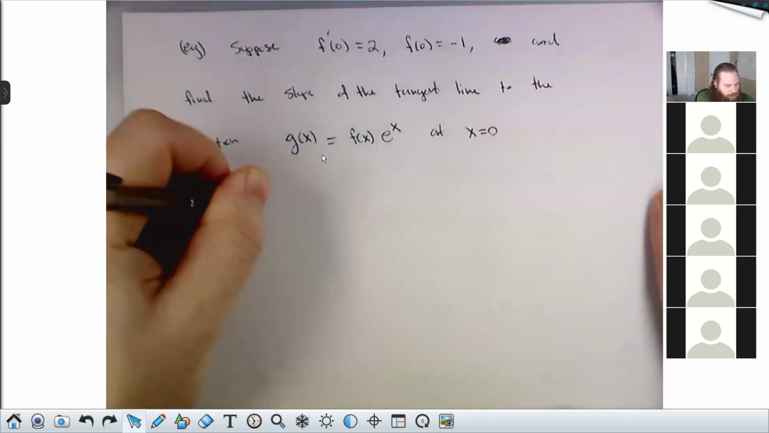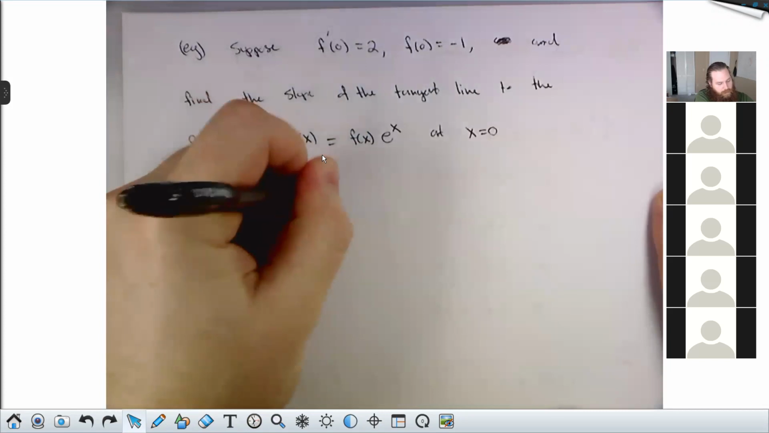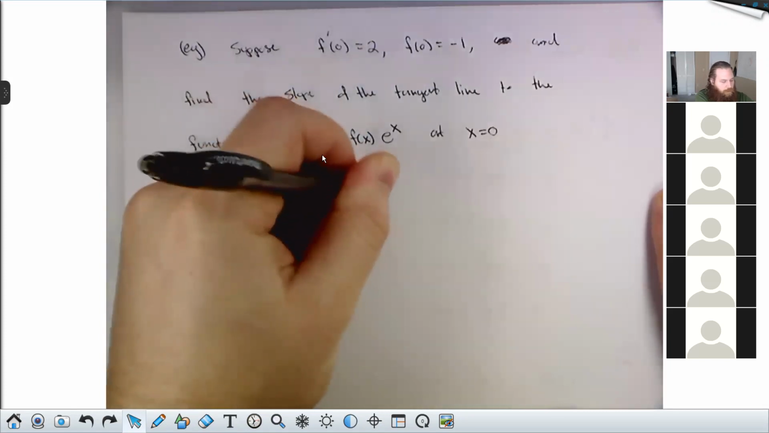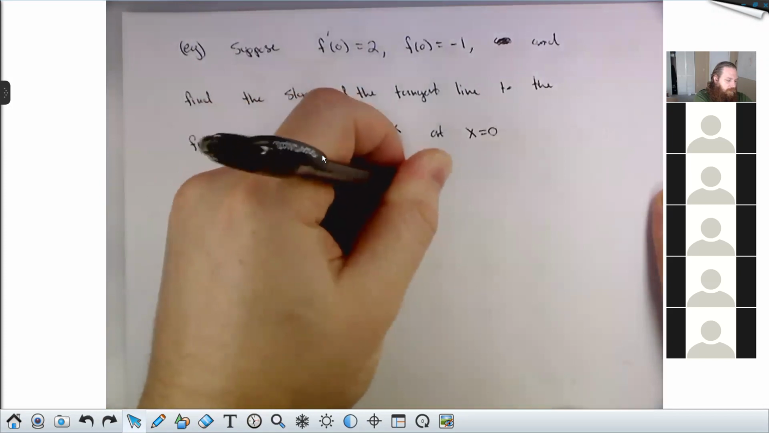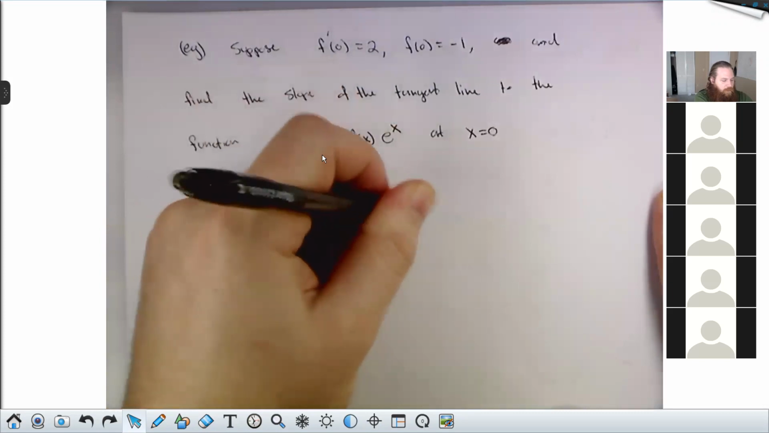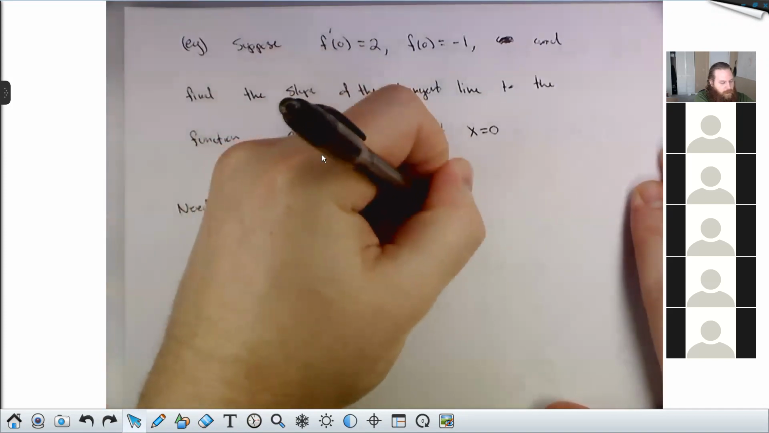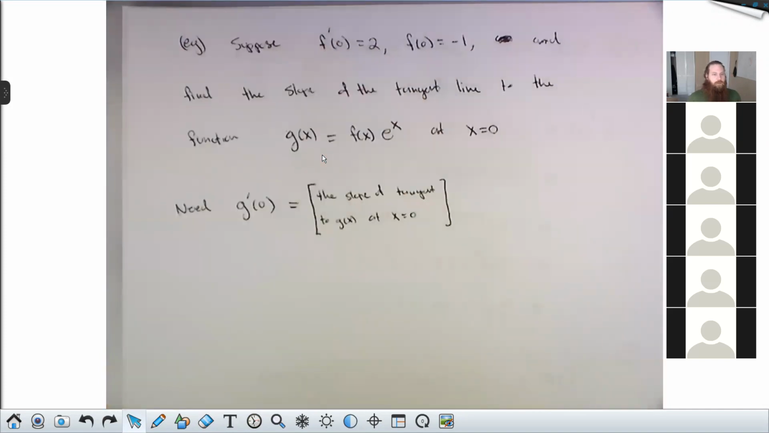Specifically, I'm looking for g prime of 0, because this is the slope of the tangent to g of x at x equals 0. I know you all know this. It's just a matter of turning off enough of the chatter in our brain to realize which piece we're really after. So g prime of 0, that's the slope of the tangent to g of x at x equals 0, right? That's what we need. We're looking for the slope of the tangent line for this function, which means I need the derivative of this function at 0.